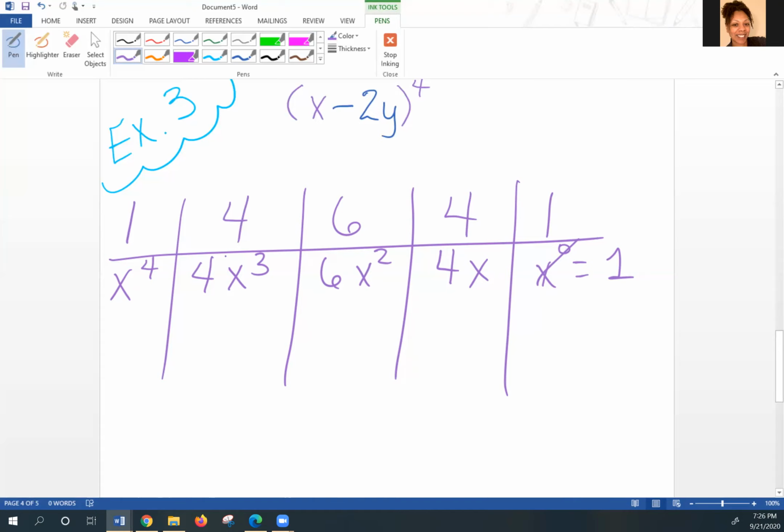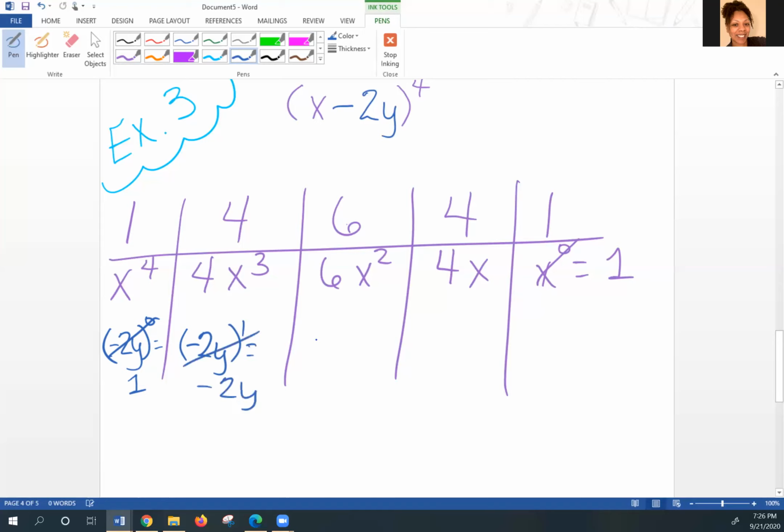Take this number, bring it out in front. That's your coefficient. Now you go to the next term. It has a negative. You have to keep up with that sign. So you're going to have a negative 2y to the 0 power, because again, they won't be the same. 4 plus 0 is 4. And this is really 1. Anything to the 0 power is just 1. All right, so the next one will be negative 2y to the first, which is negative 2y.